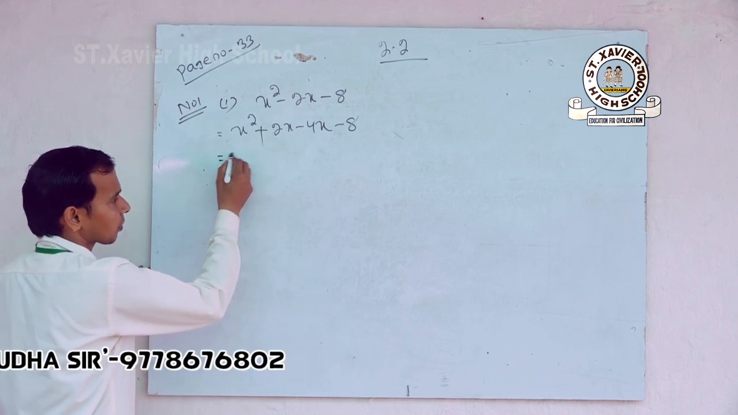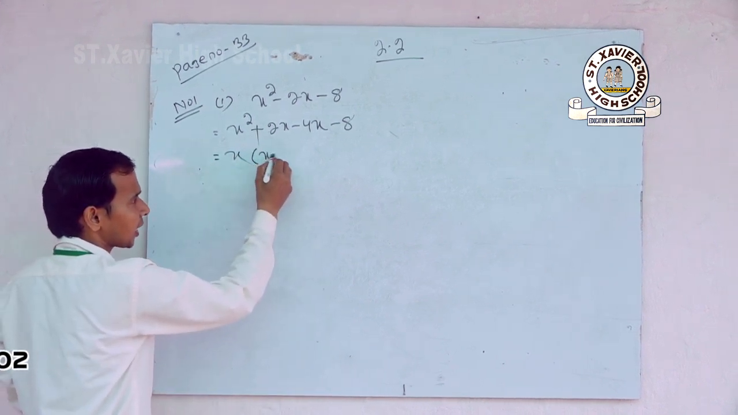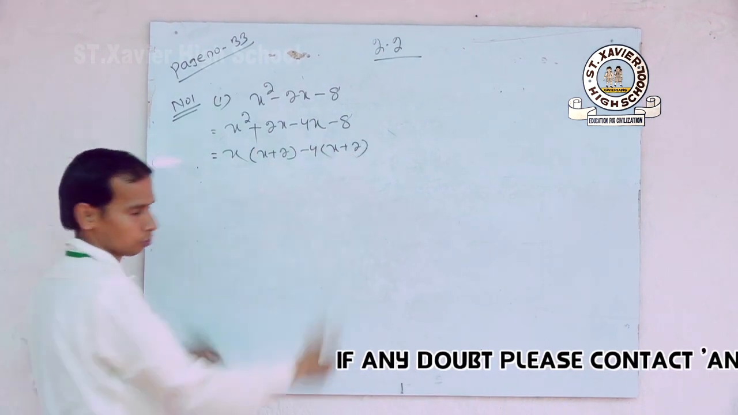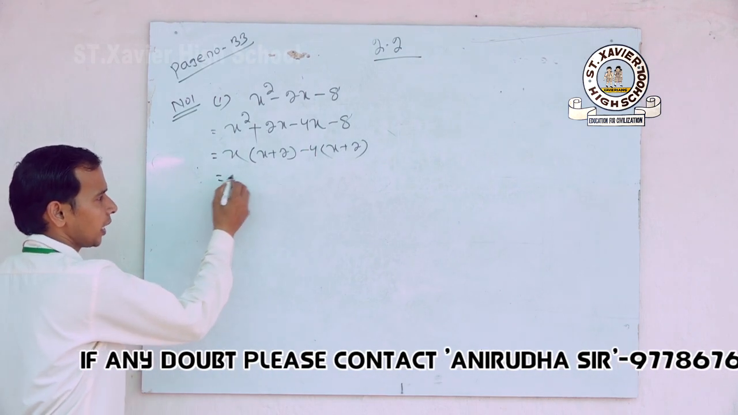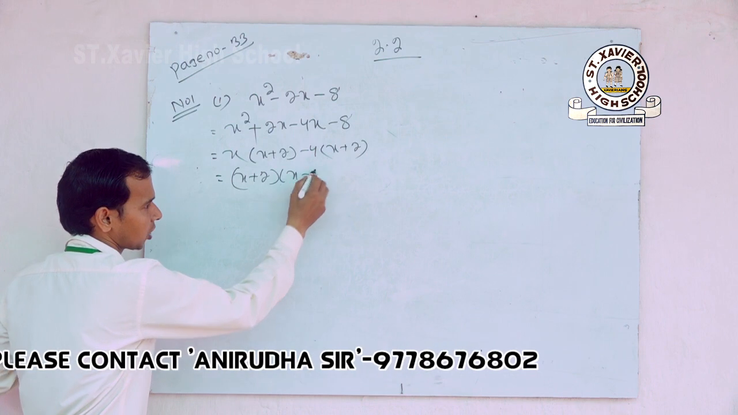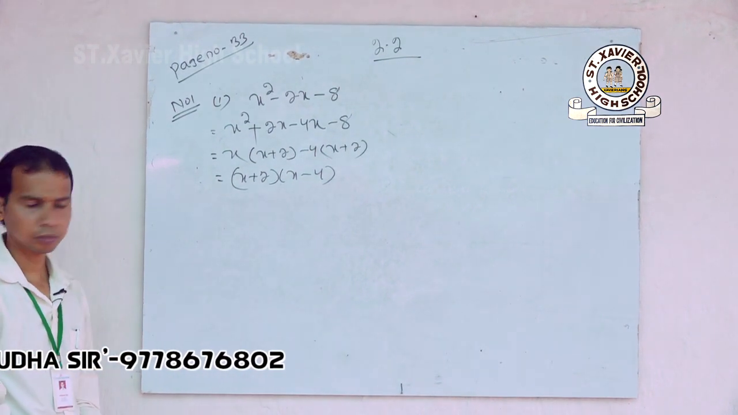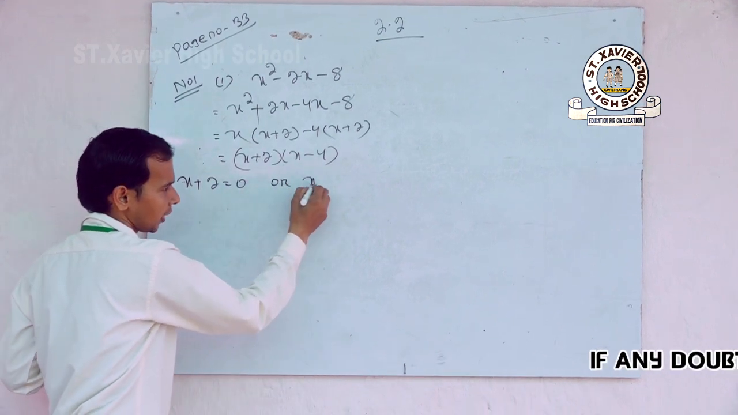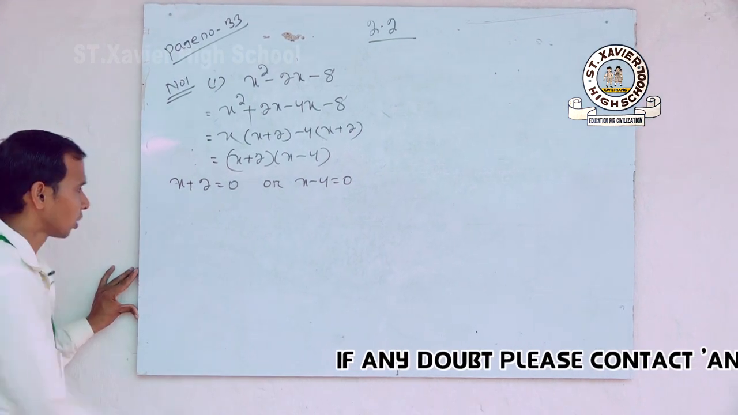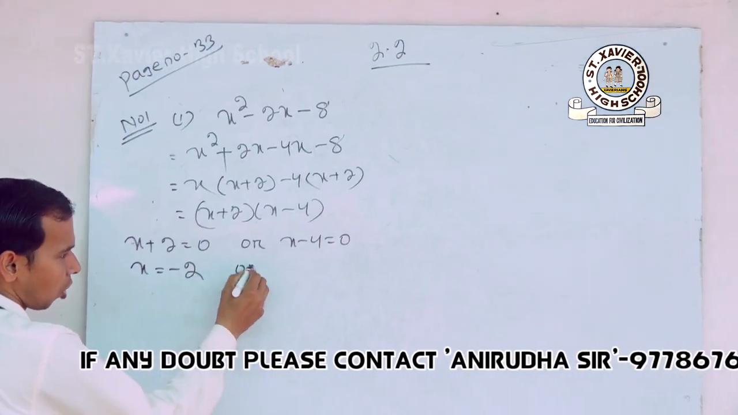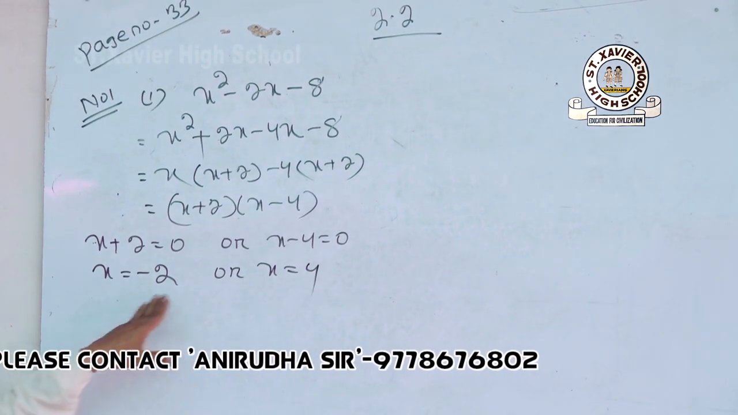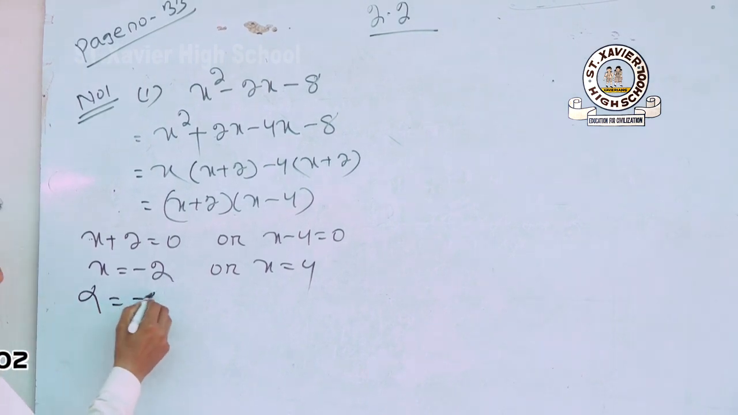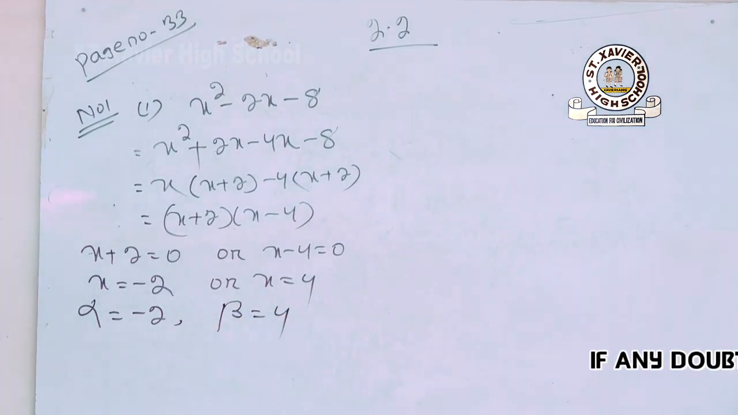Confirm? In the first two terms we take x common. After taking x common you get here x plus 2. And in the last two terms we take minus 4 common, you get x plus 2. And from both terms you take x plus 2 as common, then x minus 4. Then for calculating zeros you take x plus 2 equal to 0 or x minus 4 equal to 0. Then x equal to minus 2 or x equal to 4. Okay. So you get alpha equal to minus 2, beta equal to 4.